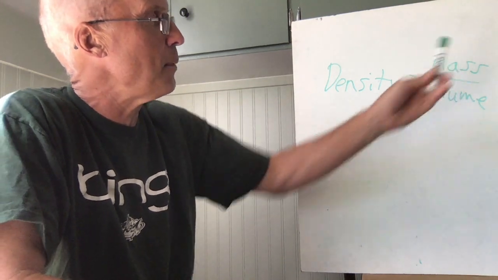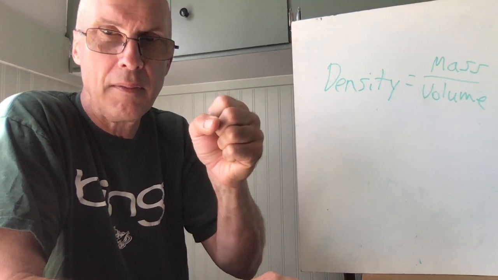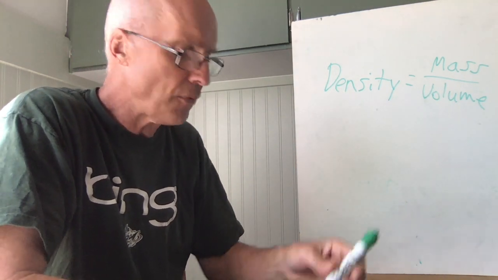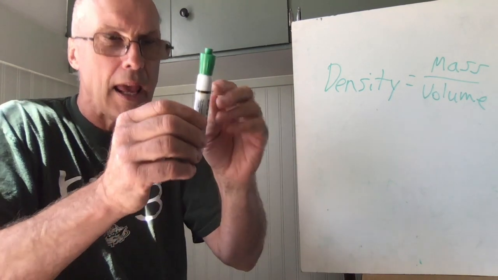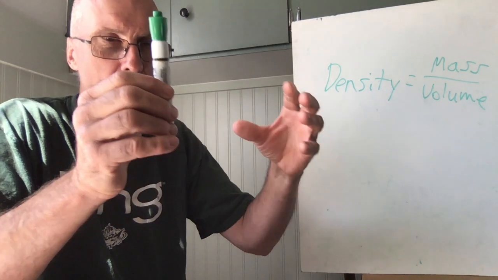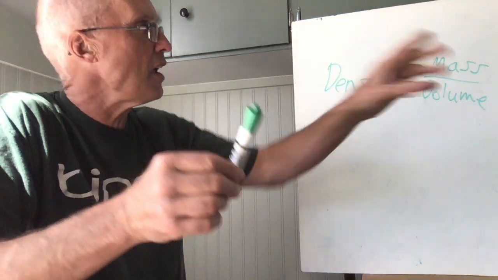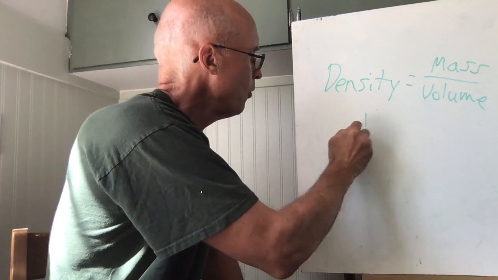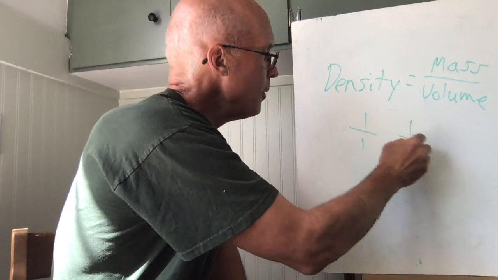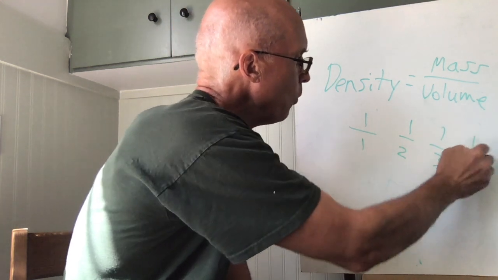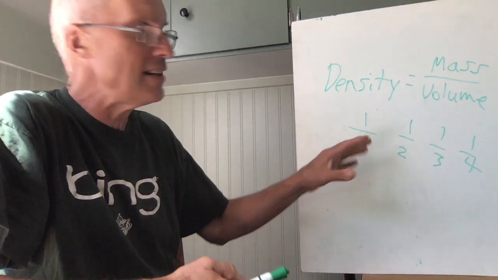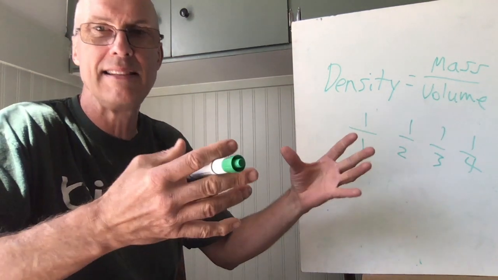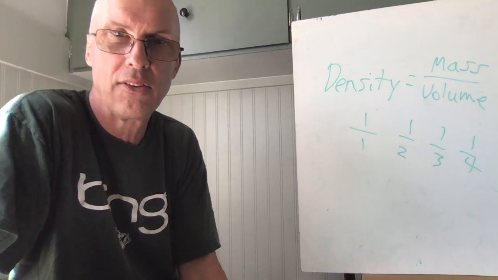Think about it. Mass is how many atoms there are in something, and volume is how much space it takes up. So if I could magically take this pen and break it down into little atoms and spread them apart, it's going to be the same amount of mass, but the volume is getting bigger. So if it was 1 to 1 before, now maybe it's 1 to 2 or 1 to 3 or 1 to 4. So do you see what's happening is the density is getting less. The more volume you have, the less dense something is, the more spread out it is.